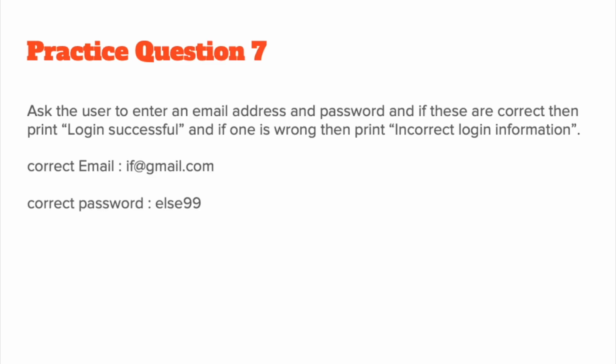Now we're going to put everything together in practice question 7. You're going to ask the user to enter an email address and a password, and if these are correct, then you're going to print login successful, and if one of them is wrong, then you're going to print incorrect login information. Now the correct email is if@gmail.com, and the correct password is else99. Pause the video and then have a go, and when you're ready, continue to check one possible solution.